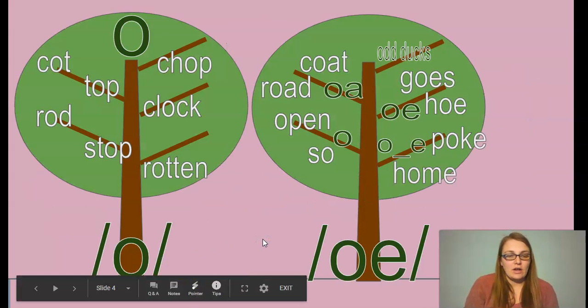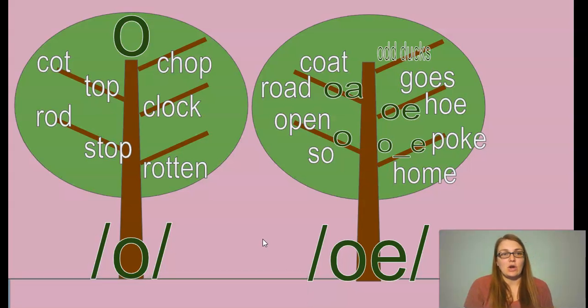Okay, here are the trees we have for the ah and o. For ah, it's always spelled with the letter O, like in cot, stop, and clock. And for the O sound, it's O-A, O, O-E, and O space E. For the next section, I'm going to say a word, and you're going to indicate if it's the ah or o tree where that word would go.